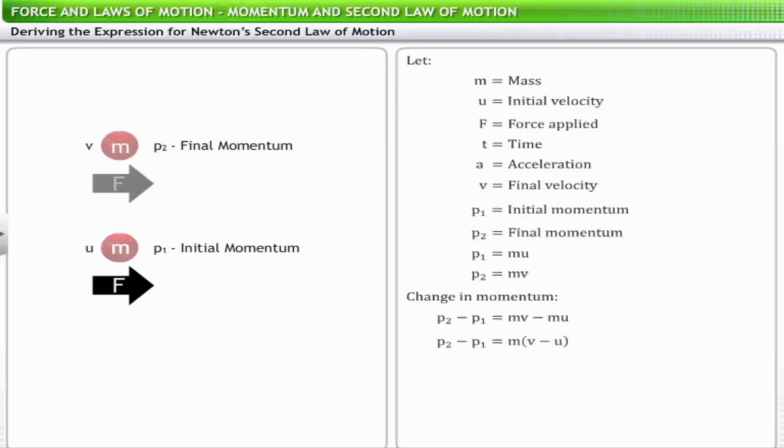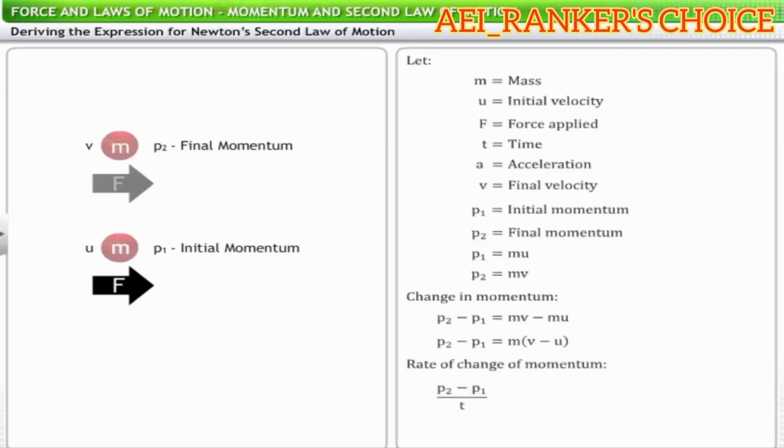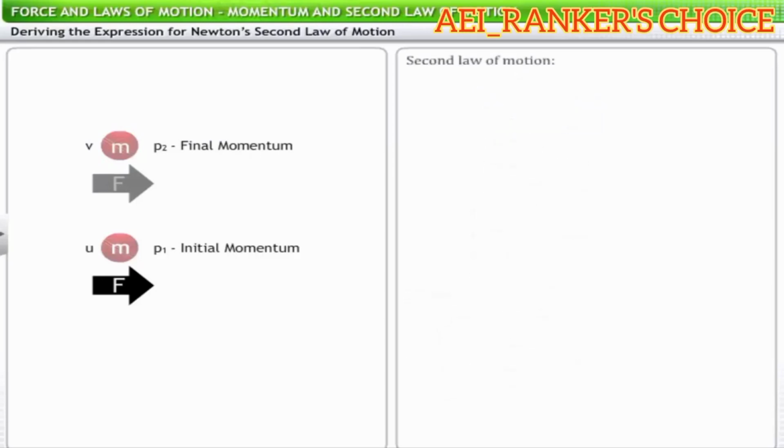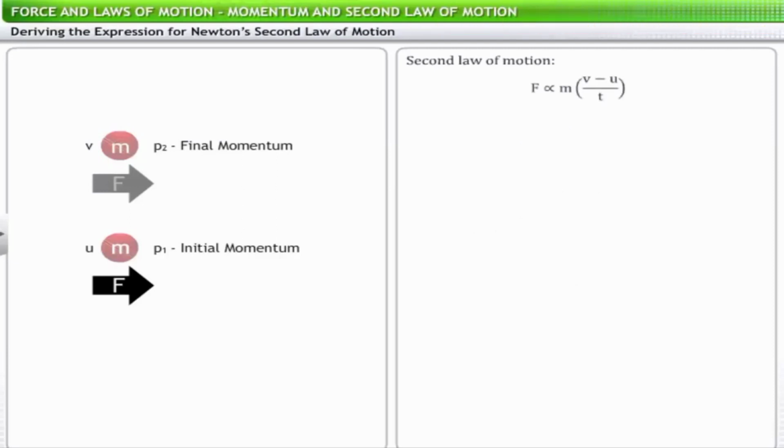The rate of change of momentum is the ratio of change in momentum to time. That is, m multiplied by (v minus u) divided by t. According to Newton's second law of motion, the rate of change of momentum is proportional to the force applied. This gives us the relationship F is proportional to m(v minus u)/t. The acceleration a of the ball is the ratio of change of velocity, v minus u, to time t. Hence, we can write this relationship as F is proportional to ma.